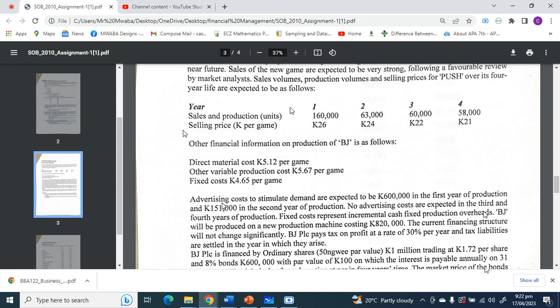You can hold up there. You can stop. That part was for the weighted average cost of capital.